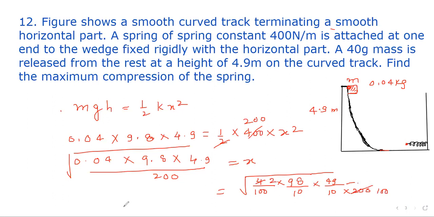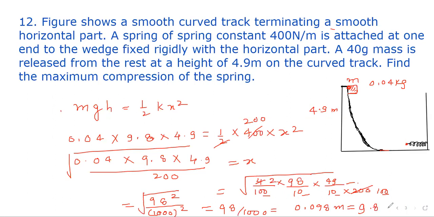So what do we get? We get 98 square in the numerator and in the denominator 1000 square, with the square root. So this will become 98 divided by 1000, which is equal to 0.098 meter or 9.8 centimeter. And that is our answer. Thank you for watching.